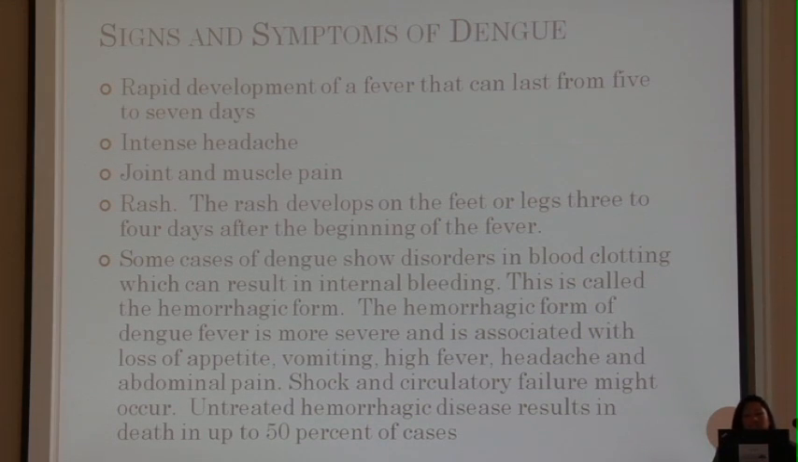Some signs and symptoms of dengue: rapid development of fever that can last from 5 to 7 days, headaches, joint and muscle pains, and rash. Some cases of dengue show disorders in blood clotting, which can cause internal bleeding. This is the hemorrhagic form. The hemorrhagic form of dengue fever is more severe and is associated with loss of appetite, vomiting, high fever, headaches, and abdominal pain. Shock and circulatory failure might occur. Untreated hemorrhagic disease results in death in up to 50% of cases.